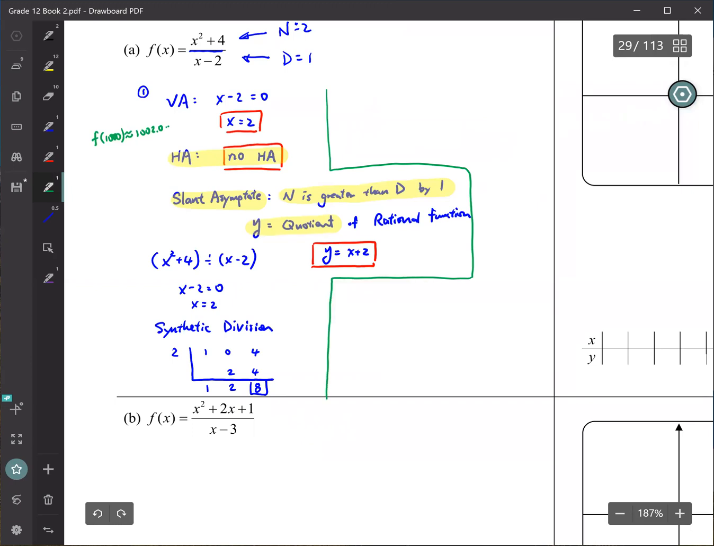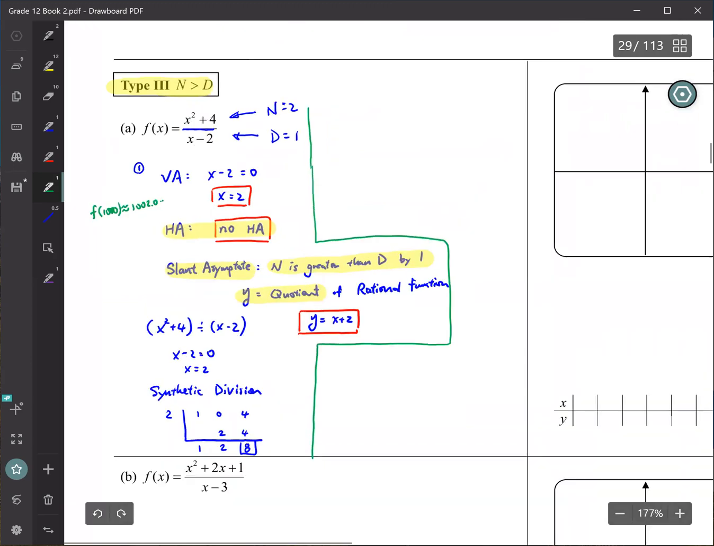Okay, so now the next part we want to find is the domain and range, right? So let's write that down, domain and range. Okay, domain is the same thing. It is the opposite of the vertical asymptote. Cannot be 2, and real number.